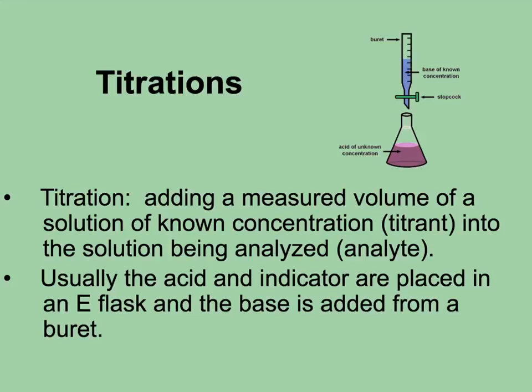You don't want something like universal indicator where it goes from red to a little reddish orange to a little dark orange to an orange yellow. It's kind of hard to tell when to stop when it's like that. Whereas something like phenolphthalein, where it goes from colorless to pink, then once it turns pink, then you know that you're done with the reaction.